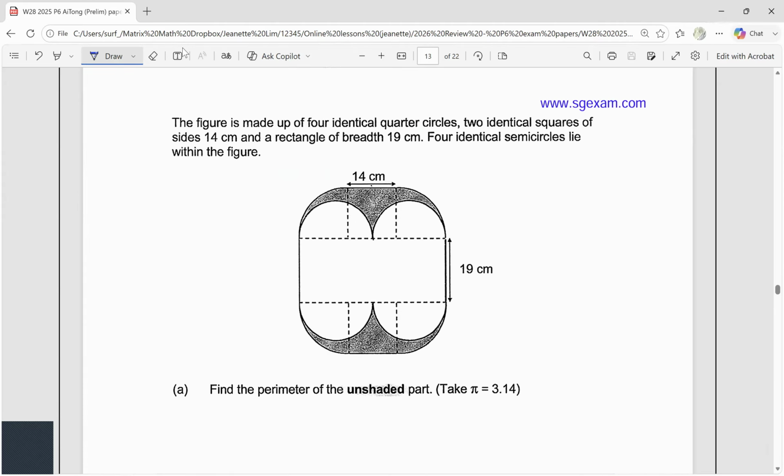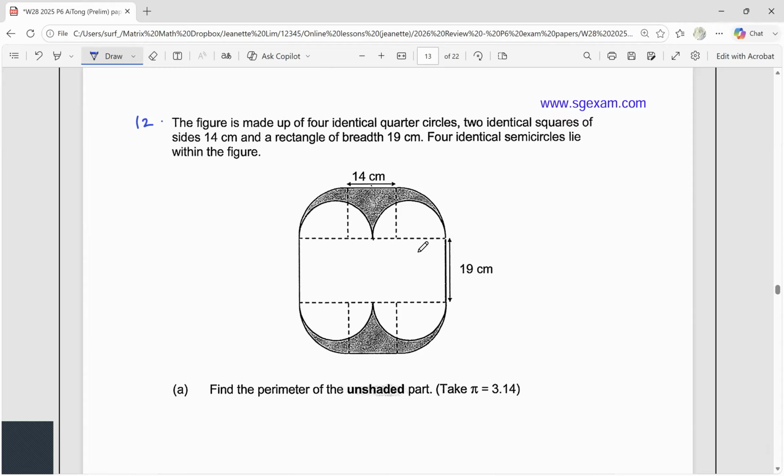Question 12. You have a figure here made up of 4 identical quarter circles. So quarter circles will be in each corner. Then 2 identical squares of sides 14 cm. The square is in the middle here and here. Then the rectangle here. 4 identical semicircles lie within the figure. Okay, the unshaded parts, the unshaded semicircles. Find the perimeter of the unshaded part.